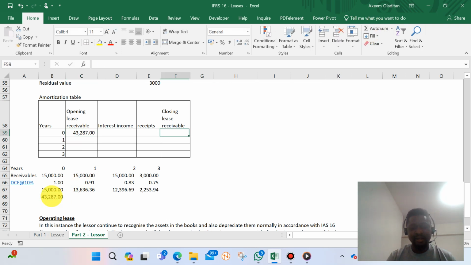And like I did when I was talking about the books of the lessee, I would like to also have my journal entries here, showing how we represent it in the books of the lessor.